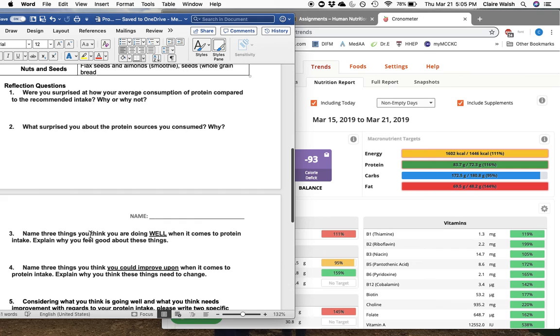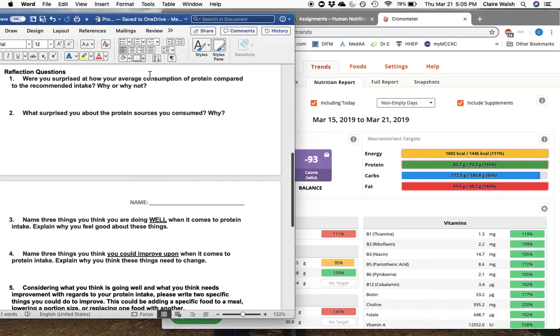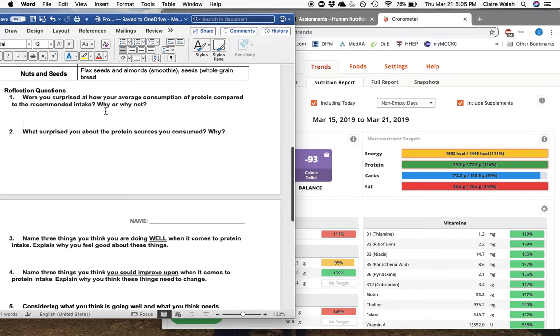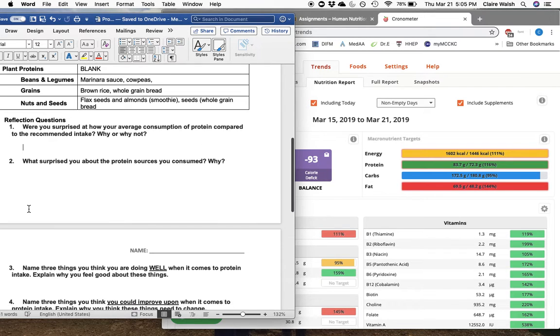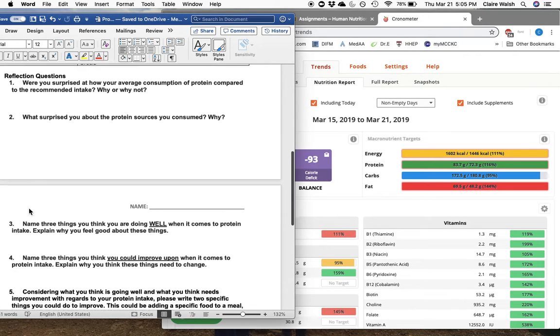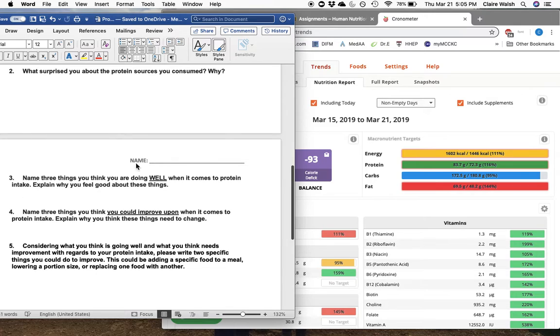Next you're going to use that information to answer the reflection questions. The first one is asking whether you were surprised at how your consumption of protein compared to the recommended intake, and I want you to expand on that. If you were surprised, please tell me why. Then tell me about the sources of proteins you consumed. For example, often people are surprised at how much protein actually comes from plant sources.